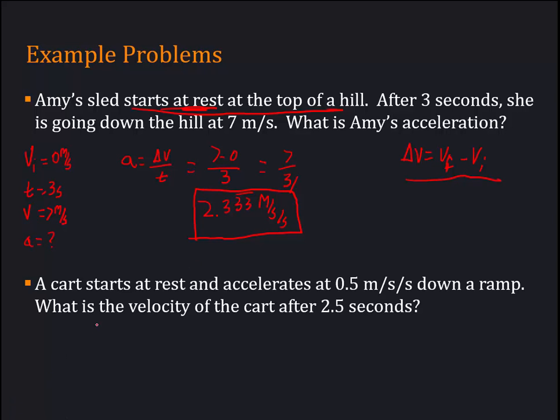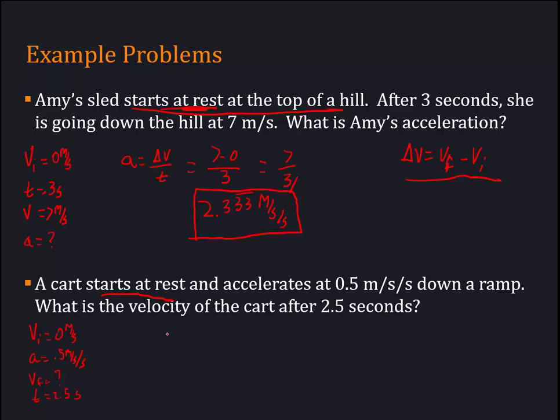Another example: a cart starts at rest and accelerates at 0.5 meters per second squared down a ramp. What is the velocity of the cart after 2.5 seconds? Again, the cart starts at rest, initial velocity 0 meters per second. Acceleration, a, equals 0.5 meters per second squared. What is the velocity? We're looking for how fast it's going after a time of 2.5 seconds.